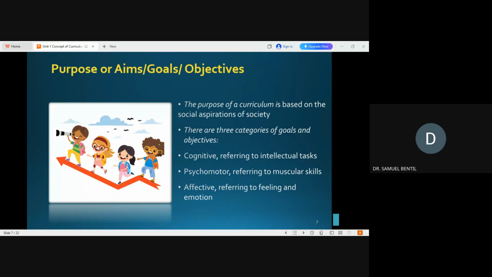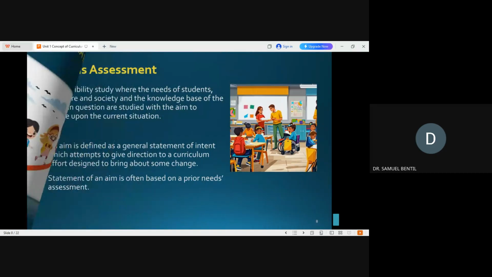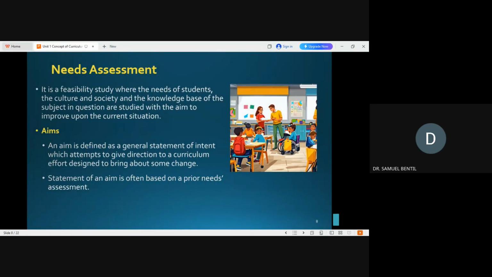Now, the question is, before you construct any aims, goals, and objectives, the first activity you must do is to conduct what we call needs assessment. Needs assessment is basically a feasibility study that we conduct to know the needs, the concerns, the interests, and the demands of the society. Likewise, the learners or the students who are going to go through that new curriculum or new program.